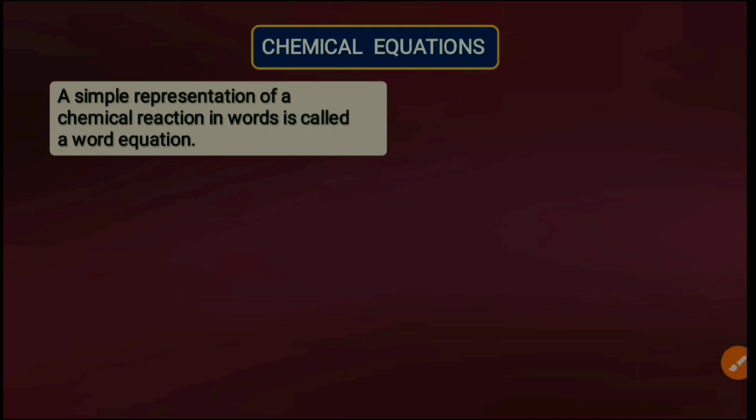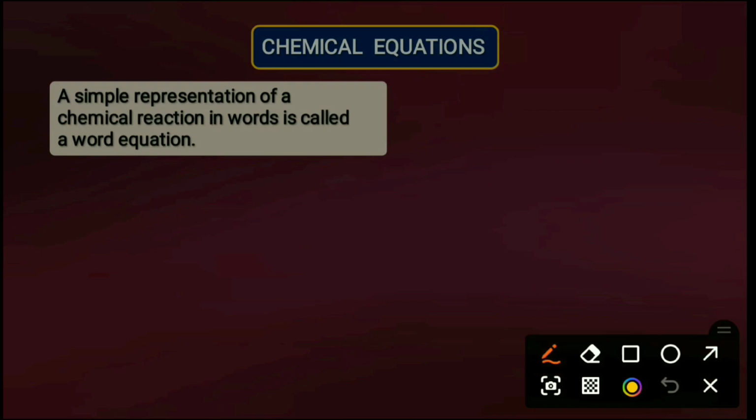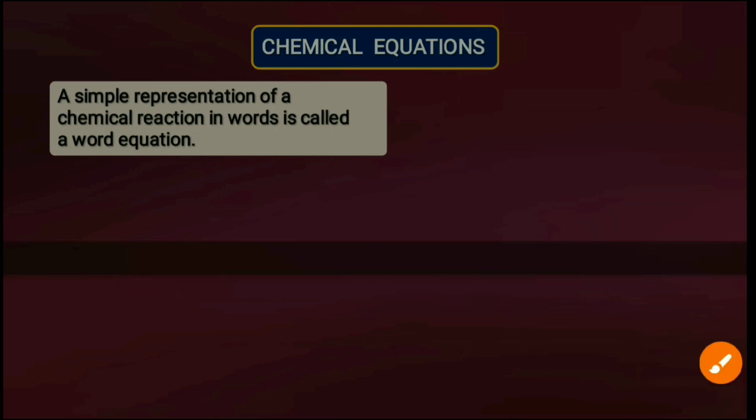Our main topic, chemical equation. A simple representation of a chemical reaction in words is called a word equation. What do you mean by that? Instead of writing a reaction in a sentence, we will represent it in word form. That is called a word equation. Okay, yes, we will move on.